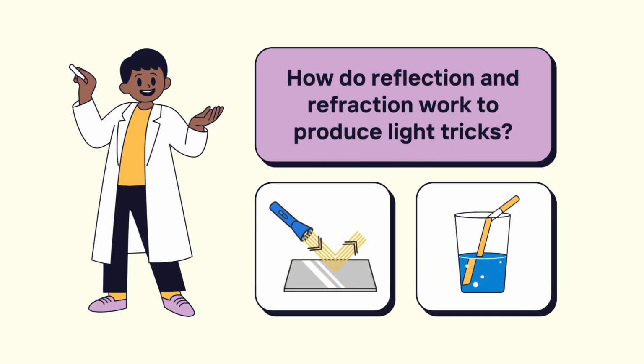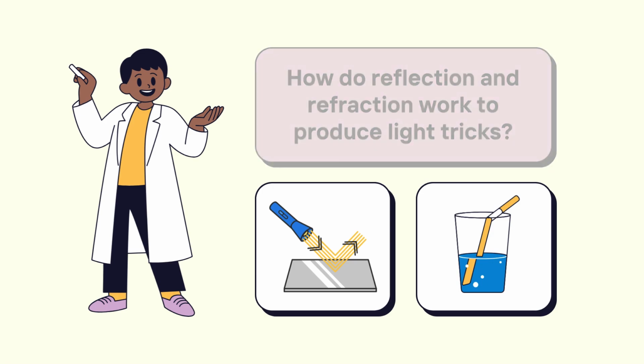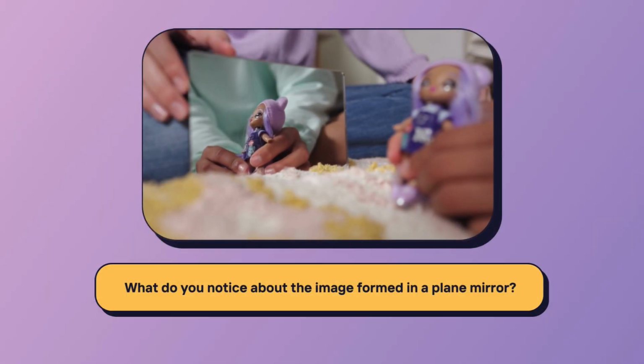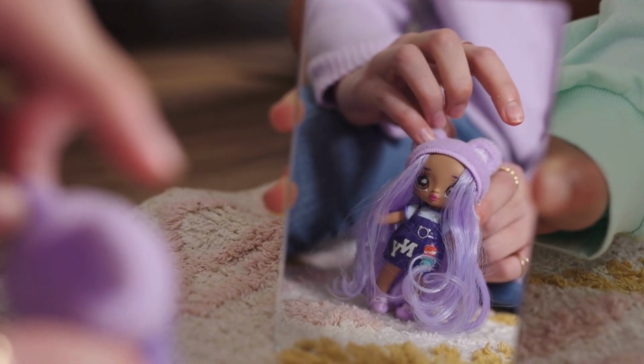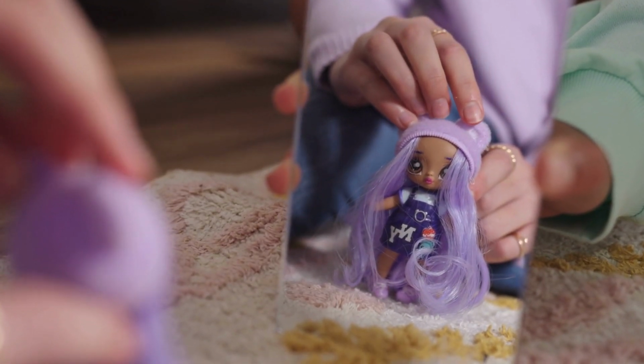We use a mirror on a daily basis, which reflects. Now we need to know how reflection and refraction work to produce light tricks. Have you noticed the image formed in a plane mirror? How is that image produced in a mirror? Here is the answer: it occurs when light bounces off a surface, such as in a mirror.